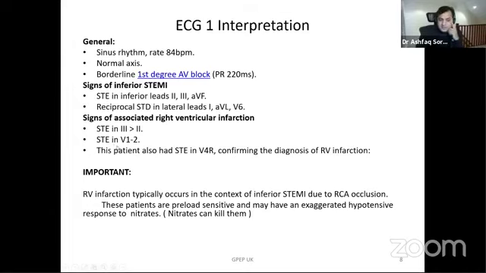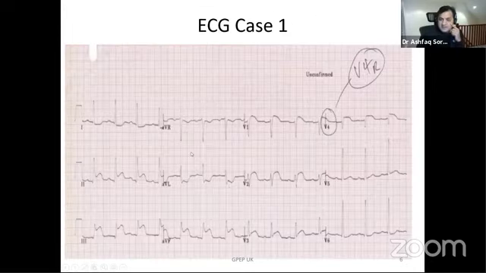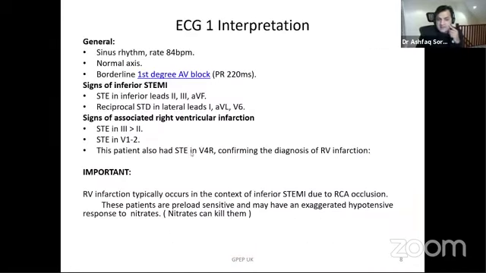So most important point here to know is, don't just look at STE in lead 3, 2, check lead V1, lead 2, request for right side V4 lead, confirm that this is the right ventricular wall infarct, and then you can give judicious fluid to them, and give the fluids, and do not give nitrate to them, because these patients can have an exaggerated hypotensive response and patient can go into cardiac arrest.